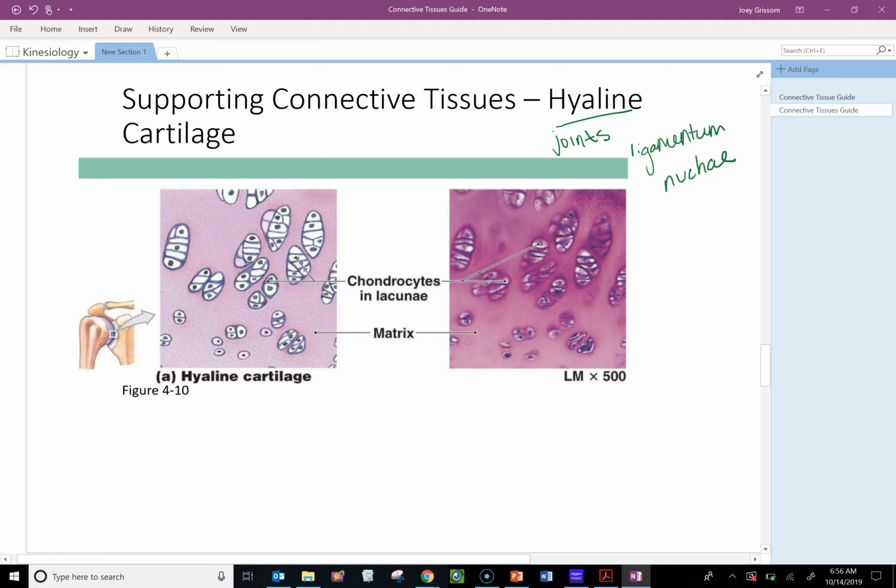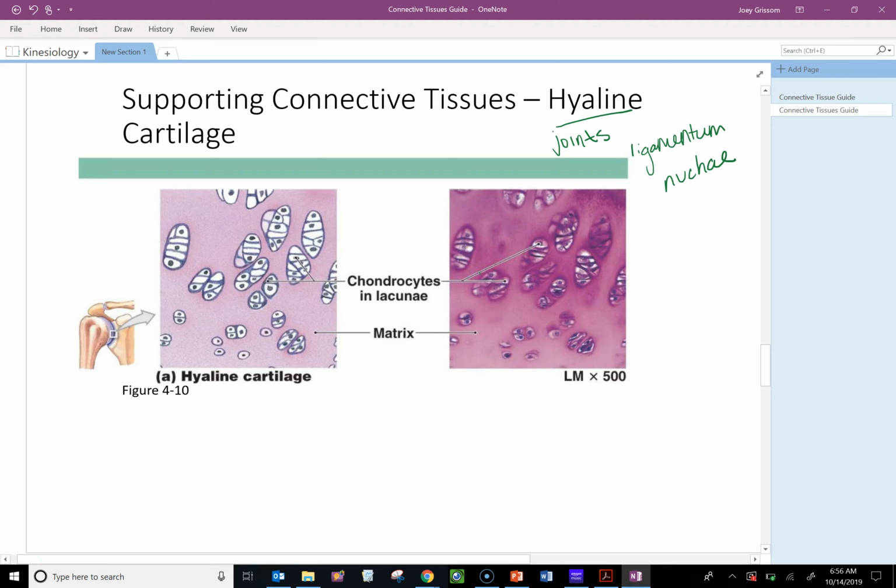If you feel on the back of your neck and you squeeze right there, that's the connective tissue that you're feeling, right? It's a really thick, dense, supporting cartilage that helps support what's going on with your neck. And that ligamentum has a bunch of other stuff going on, but you'll see that type.